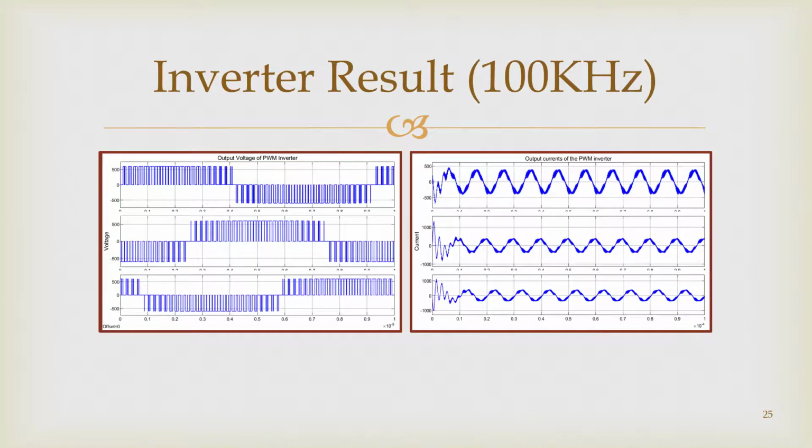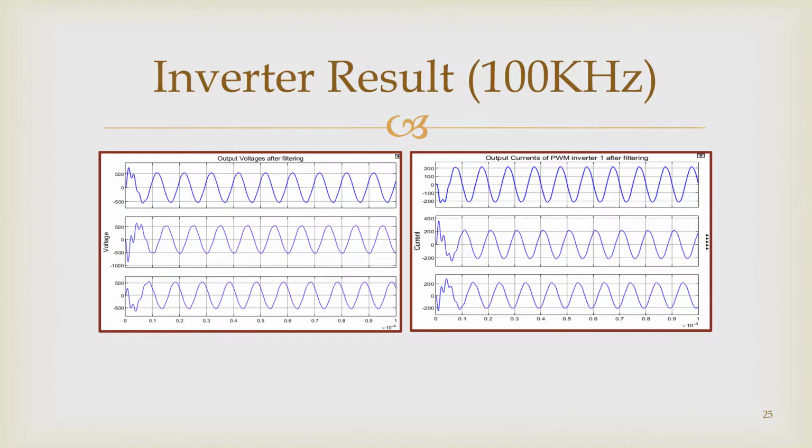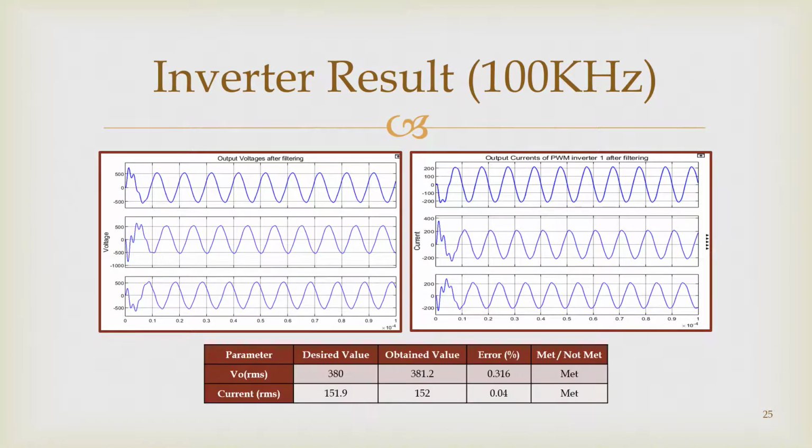Regarding the second stage, which is the high frequency inverter, we have the output voltage and current waveforms before filtering, as we can see with the harmonics, and now we have the filtered output voltage and current waveforms. From the table we obtain very close values to the desired values with an error of 0.316% for the output RMS voltage and 0.04% for the output RMS current.